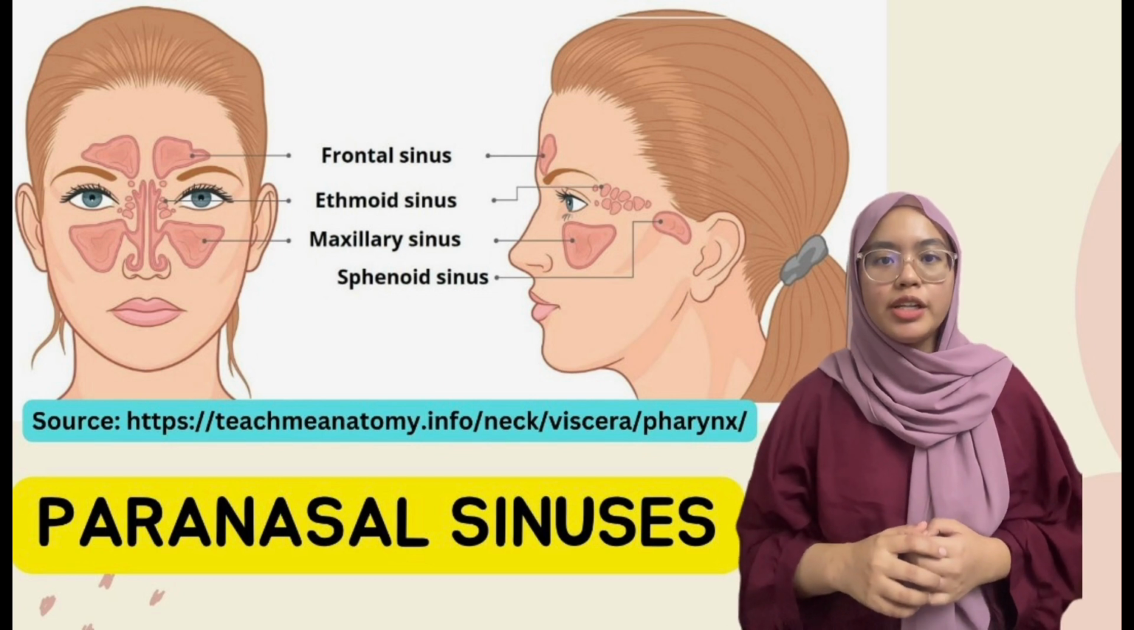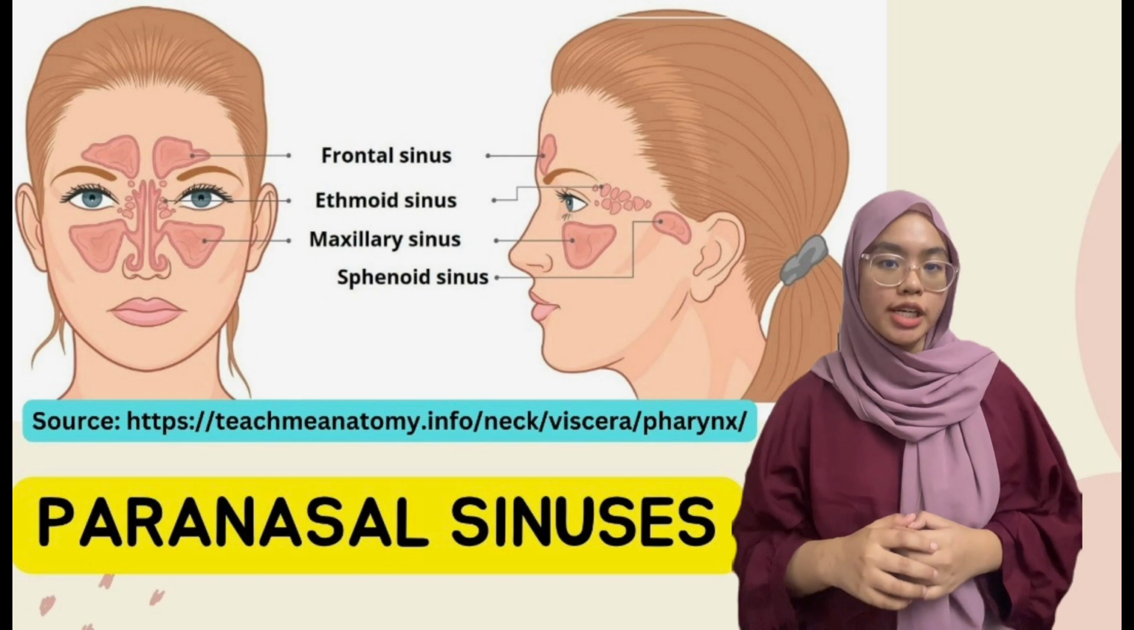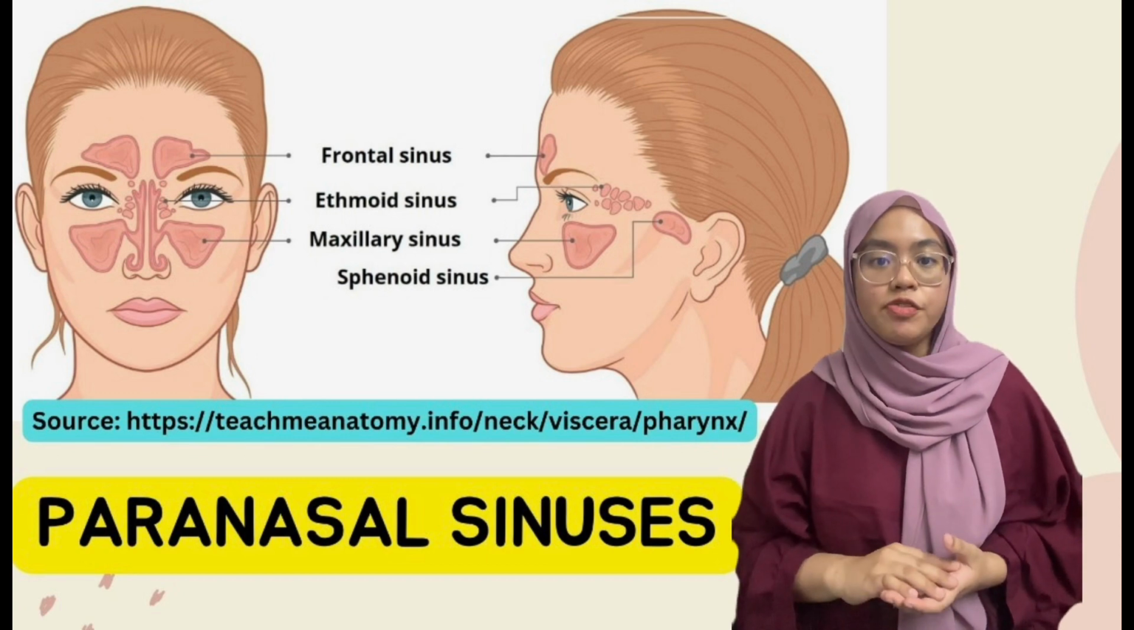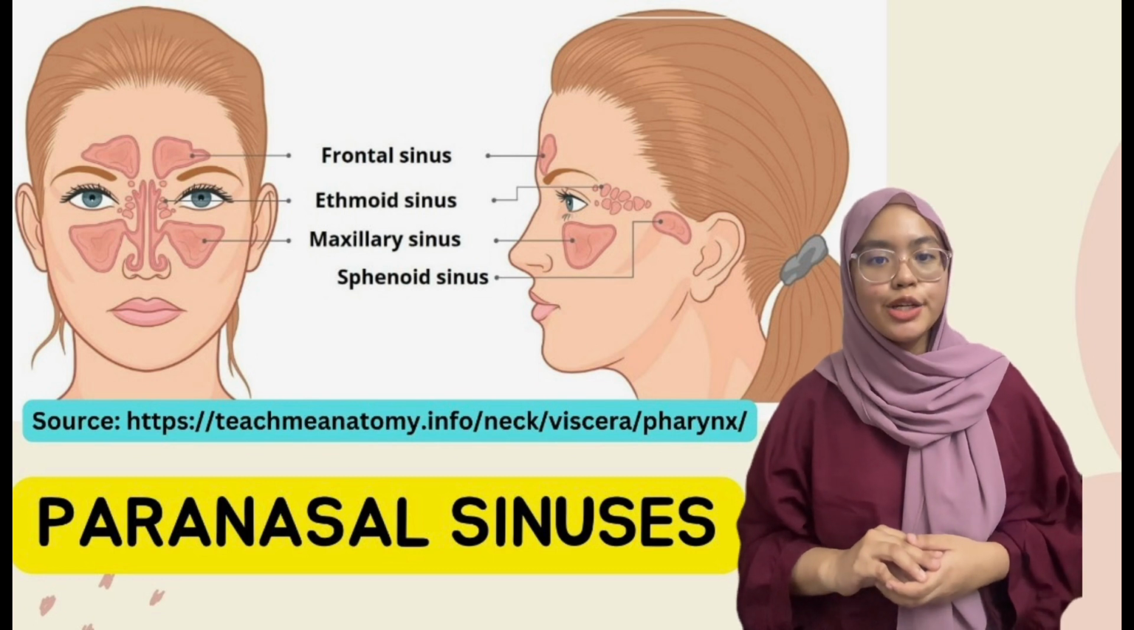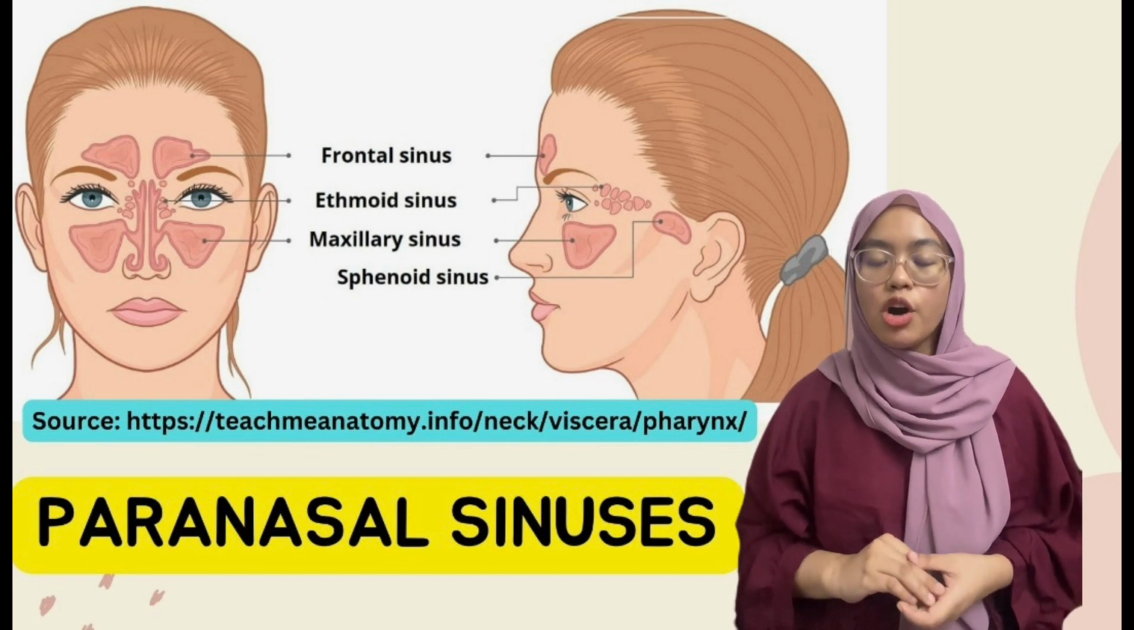For example, the frontal sinuses are located in the frontal bone just above the eyebrows. Next is the sphenoid sinuses, which are located in the sphenoid bone behind the eye and under the pituitary gland and close to the optic nerves.